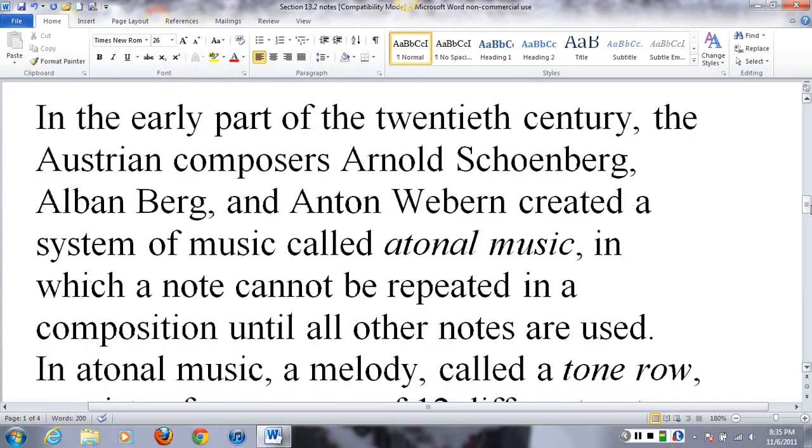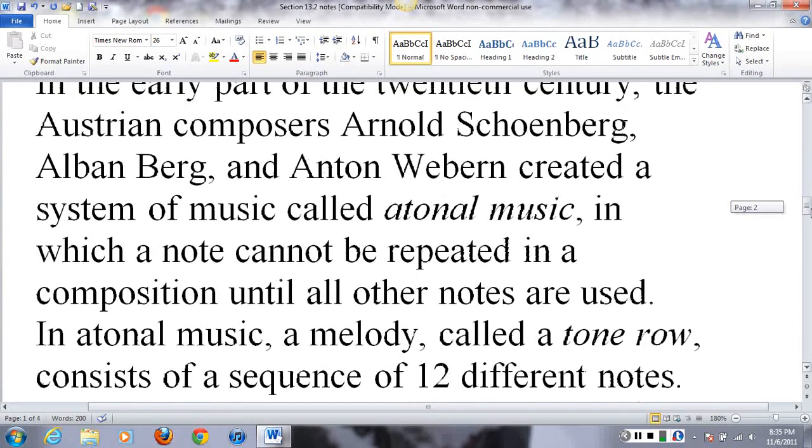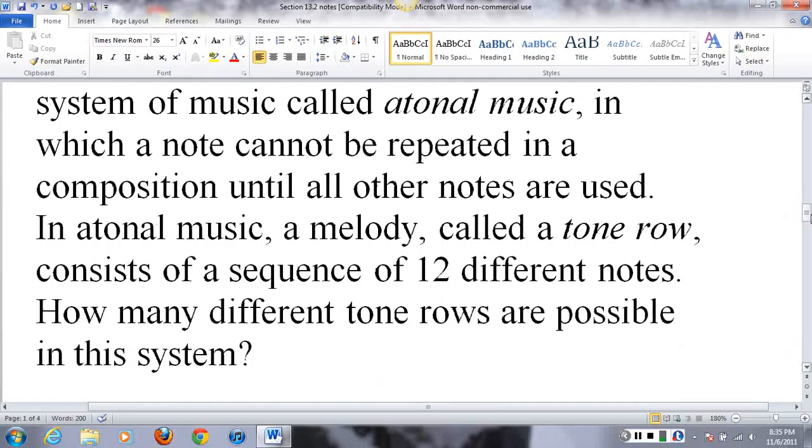How about a long one? In the early part of the 20th century, the Austrian composers Arnold Schoenberg, Alban Berg, and Anton Webern created a system of music called atonal music, in which a note cannot be repeated in a composition unless all the notes are used. In atonal music, a melody called a tone row consists of a sequence of 12 different notes. How many different tone rows are possible in this system?